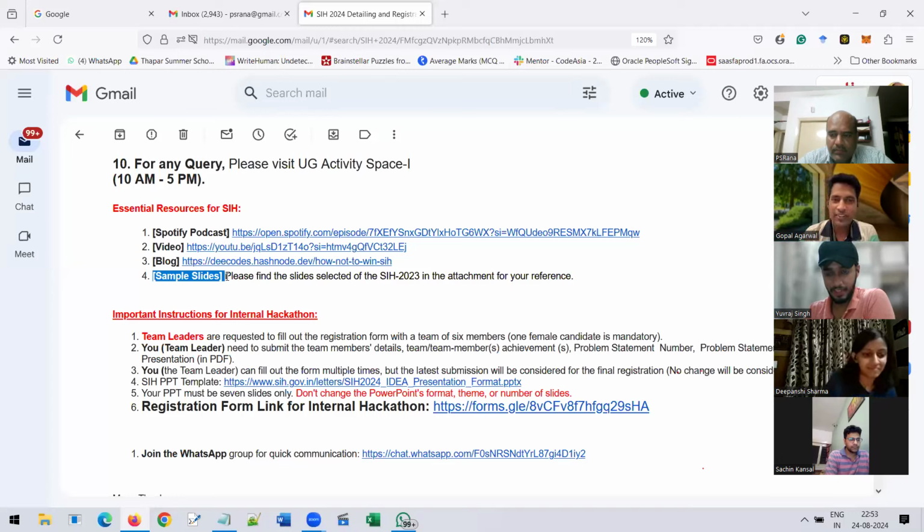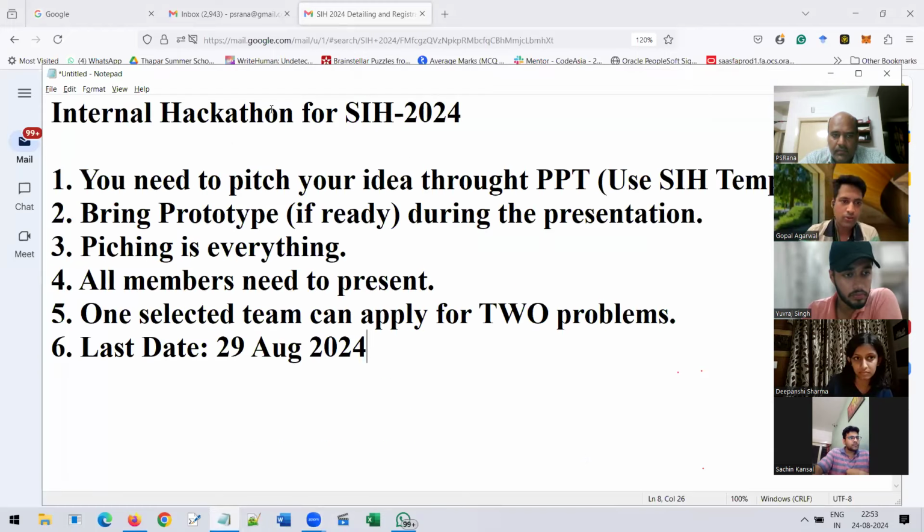Yeah, I think we discussed everything about what this SIH is all about, and I think we have solved most of the queries as well. If you still have any queries, you can connect with us on LinkedIn. You can search our names: Gopal Agarwal, Yuvraj Saini, and Dipanshi Didi as well. You'll find us on LinkedIn, and we'll definitely help you out with any questions. One question that I see here is how first year students can apply. You just have to form a team and go through the same process. You'll get the registration link, the Google form link, in your activity space groups as well as your mail.